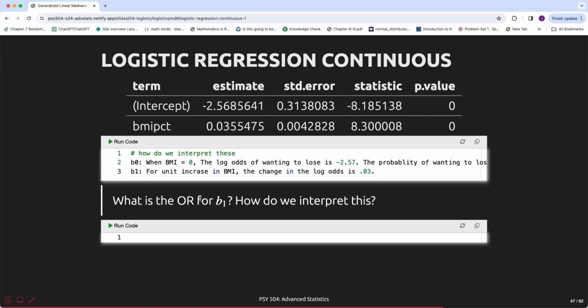So what is the odds ratio for B1 here? So how do we get the odds ratio for B1? And how do we interpret that? So someone tell me how I can transform 0.03 into an odds ratio. Guide my fingers on the keyboard.